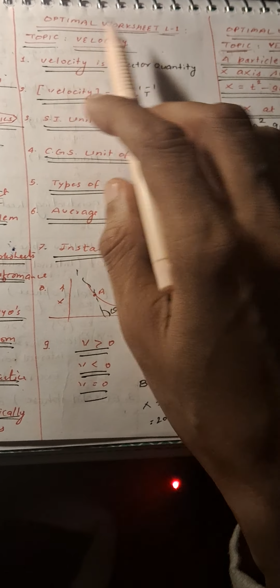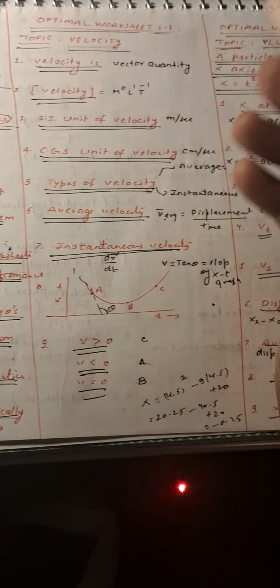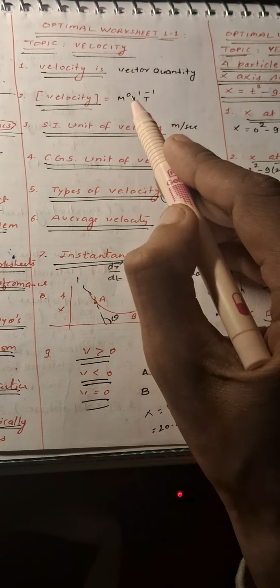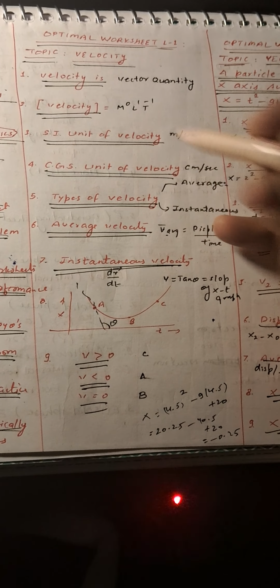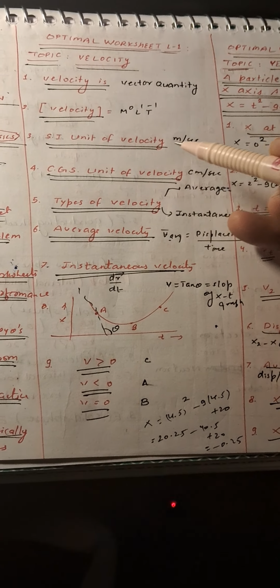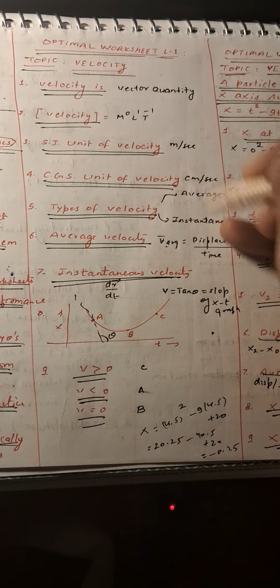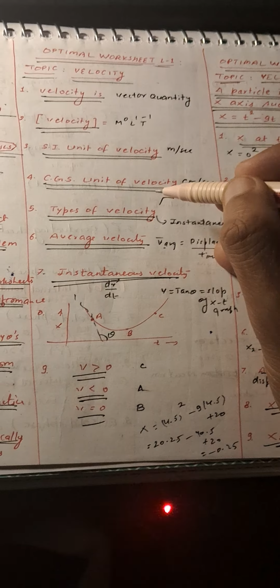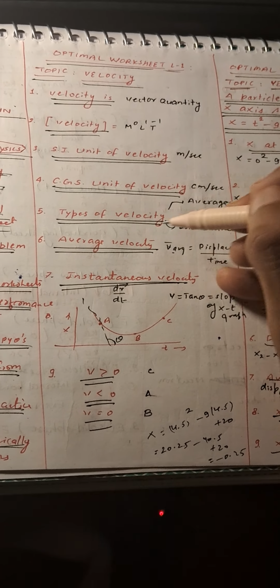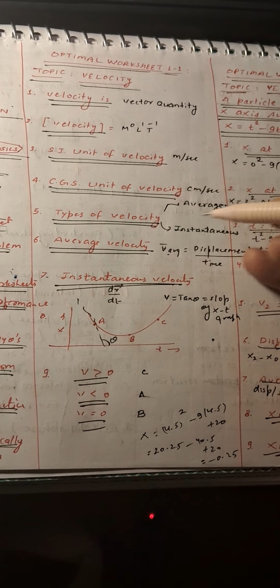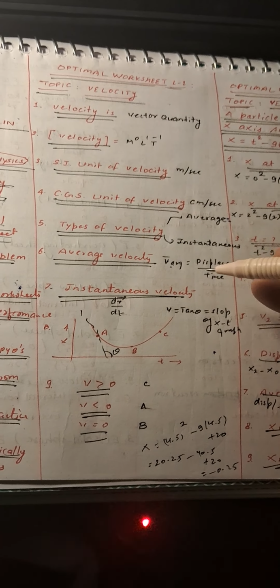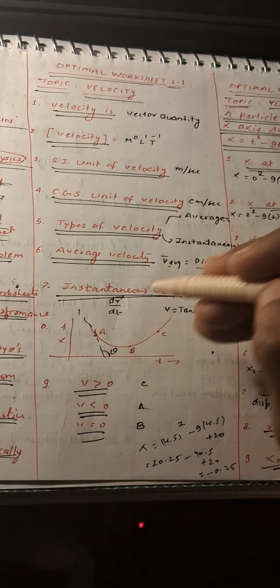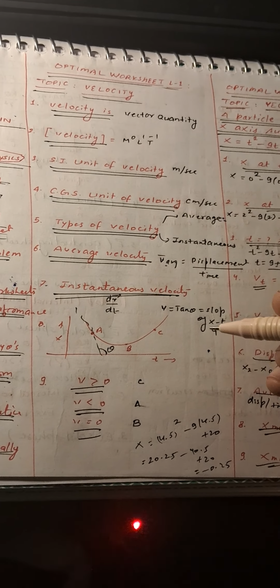Now let's see the concept of the optimal worksheet. Here is the level 1 worksheet on the topic of velocity. The very first question: velocity is a vector quantity. Then the dimension of velocity is M^0 L^1 T^-1. The SI unit of velocity is meter per second. The CGS unit is centimeter per second. There are two types of velocity, average velocity and instantaneous velocity. Average velocity is displacement upon time. Instantaneous velocity is dr by dt.